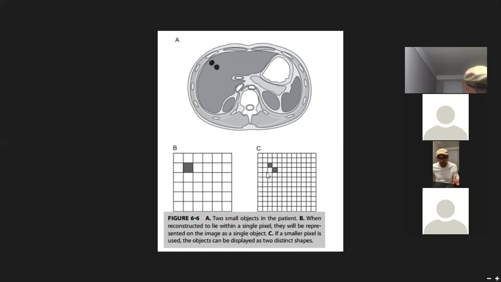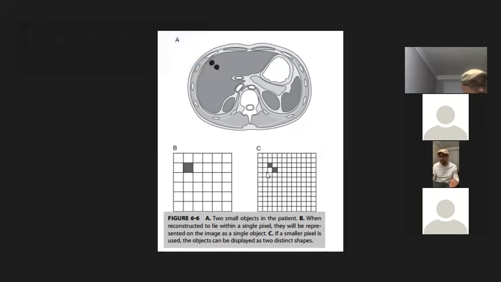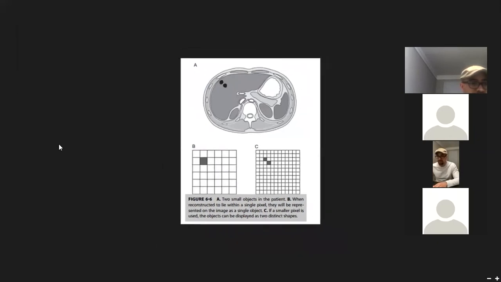Yeah. I'm still confused on why it's the lower contrast resolution when the slice gets bigger. Okay, so we're talking about spatial right now. Are you clear on spatial? Yeah. Okay, so let me go over to the, I won't even cover this slide then.